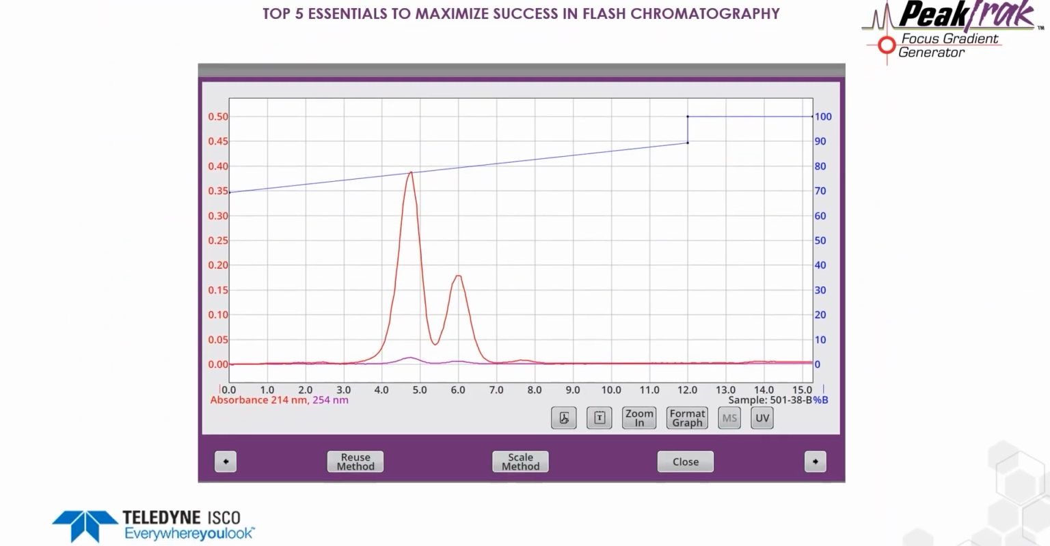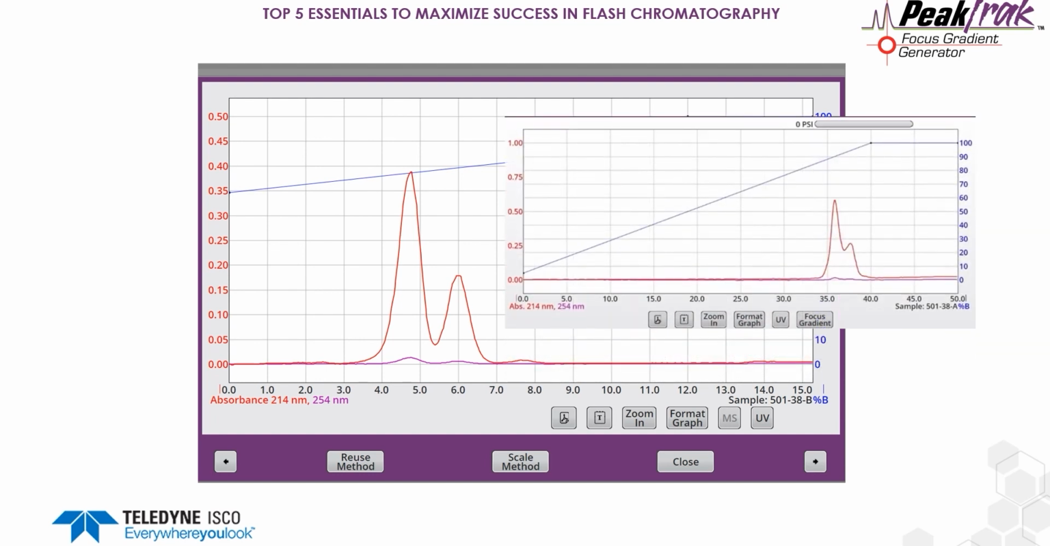So once you select focus, the focus gradient should appear. You can see in this example here, the focus gradient is going from about 70% solvent B up to 90% solvent B over a course of 12 column volumes. And you can see our two compounds, how much better they have resolved. We see increased resolution with the focus gradient compared to what we saw in the scout gradient.